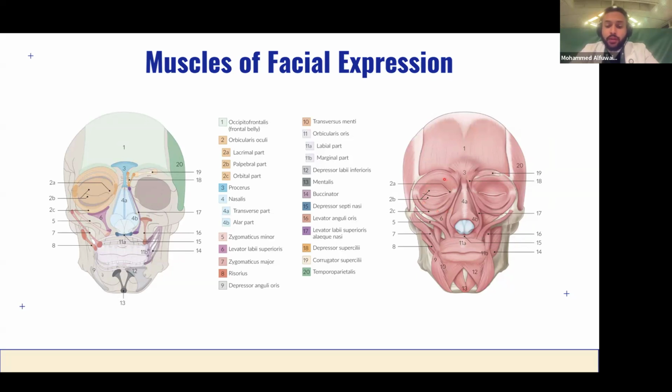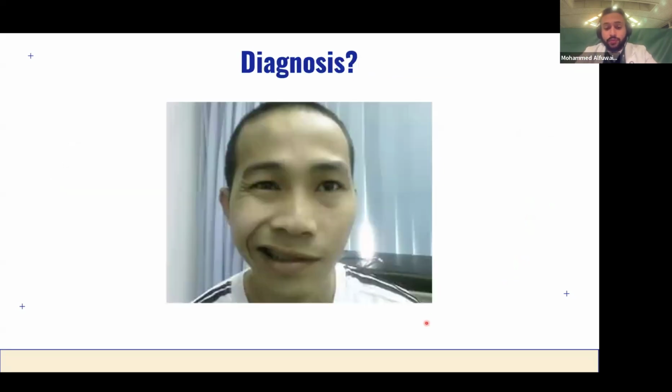Then you have, for example, the buccinator muscle, which helps to open the mouth with this one and the side-to-side movements. Then you have this, which is the orbicularis oris. And then you have this big muscle over here in the neck, which is the platysma muscle. These are some of the muscles that you need to remember.